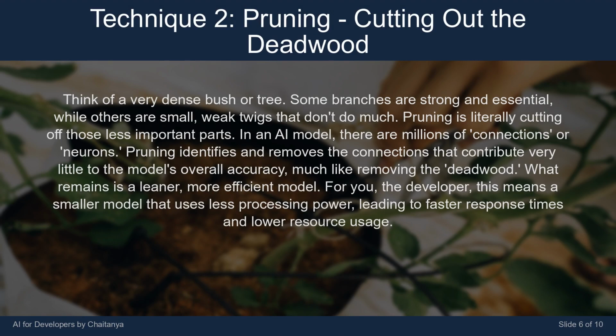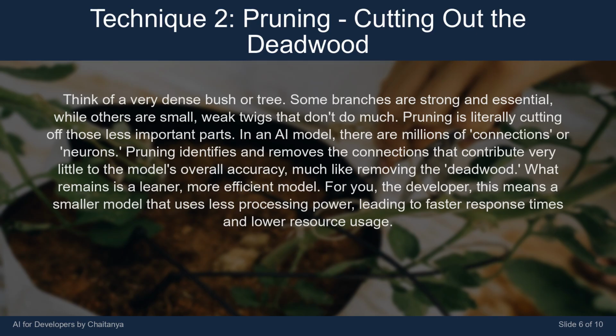Think of a very dense bush or tree. Some branches are strong and essential, while others are small, weak twigs that don't do much. Pruning is literally cutting off those less important parts. In an AI model, there are millions of connections, or neurons. Pruning identifies and removes the connections that contribute very little to the model's overall accuracy. Much like removing the dead wood, what remains is a leaner, more efficient model. For you, the developer, this means a smaller model that uses less processing power, leading to faster response times and lower resource usage.